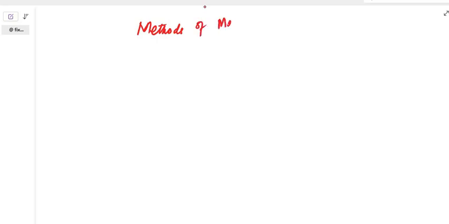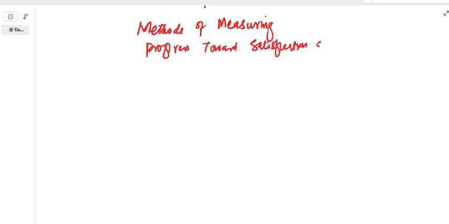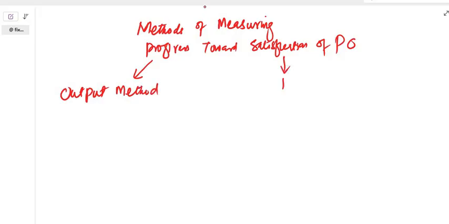The topic today is methods of measuring progress toward satisfaction of performance obligation. So we have two methods. The first one is output method and the second one is input method.